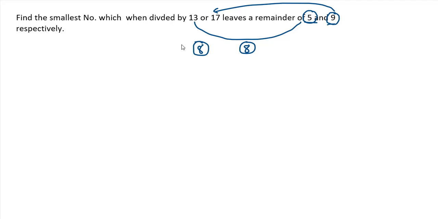So in this case, all we have to do is find the LCM of these two numbers and subtract this common difference, which is 8. We'll get our answer. So the LCM, as we have found out, of these two numbers was 221, and from that we'll have to subtract 8. So this will be equal to 213. So the answer to this question is 213.